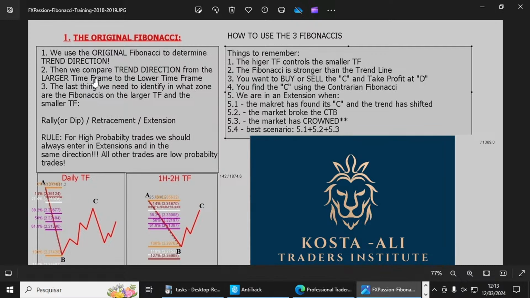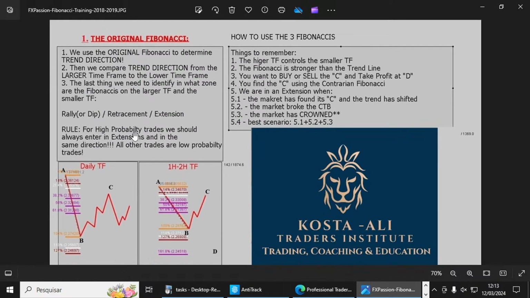Then we compare trend direction from the larger time frame to the lower time frame to have a better alignment. And the last thing we need to identify is what zone the Fibonacci's are on, on the larger time frame and the smaller time frame. For high probability trades, we should always enter in extensions and in the same direction.